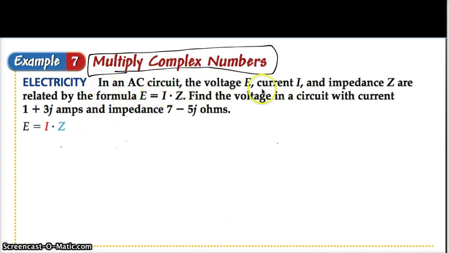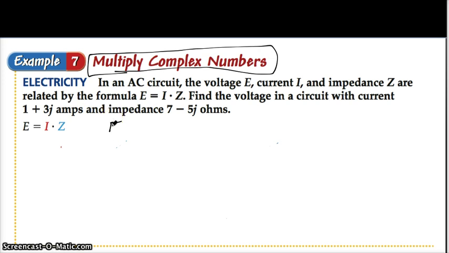In an AC circuit, the voltage E and current I and impedance Z are related by the formula E is equal to I times Z. Find the voltage, that's E, in a circuit when the current is 1 plus 3i amps and the impedance is 7 minus 5i ohms. The fact is, I'm not sure what they're talking about, but I can do the math. And sometimes when you have word problems, you need to be able to distill what's going on to figure out, okay, can I do this, instead of getting caught up in the details if you find it unfamiliar.